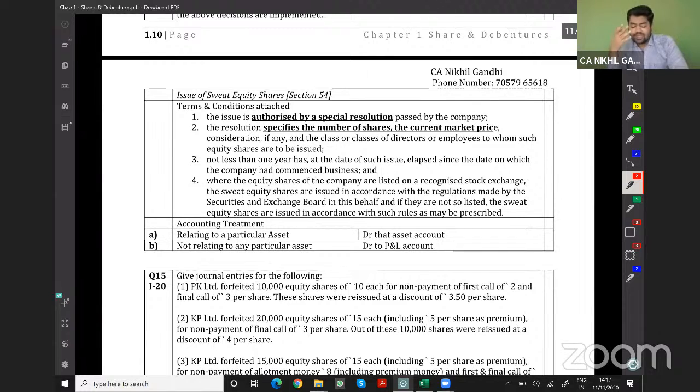Issue of sweat equity shares. So what do you mean by sweat equity shares or ESOPs?